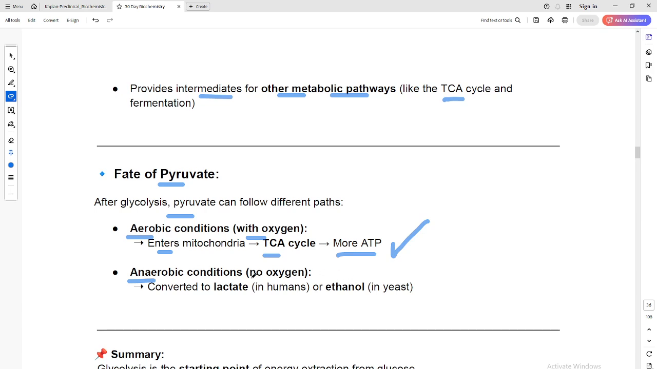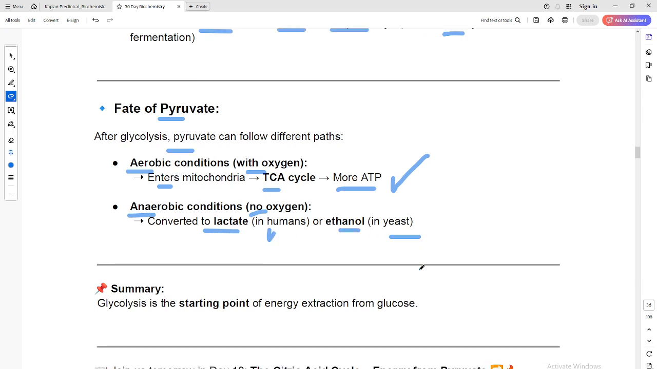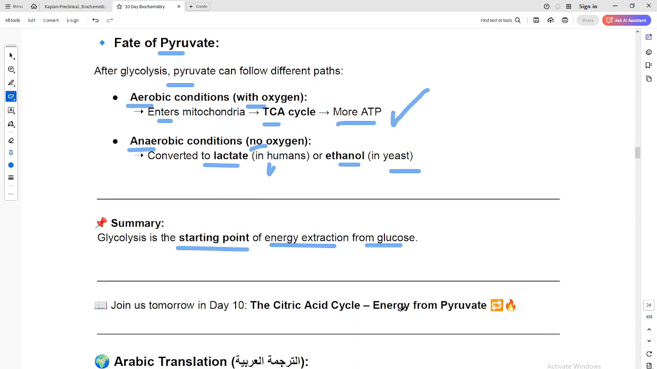Okay. In states of no oxygen, like in RBCs and intense muscle exercise, anaerobic, this pyruvate will be converted to lactate in humans or ethanol in yeast. In summary, glycolysis is the starting point of energy extraction from glucose.